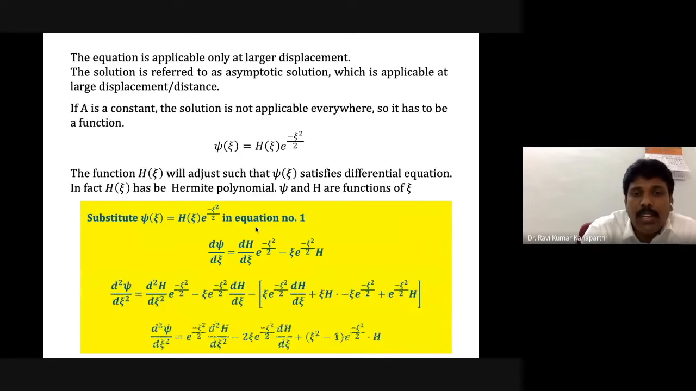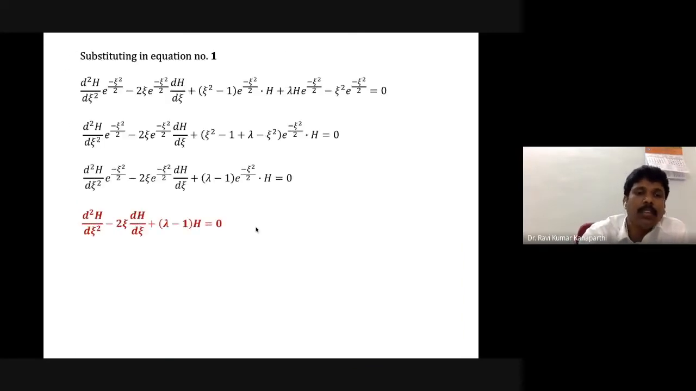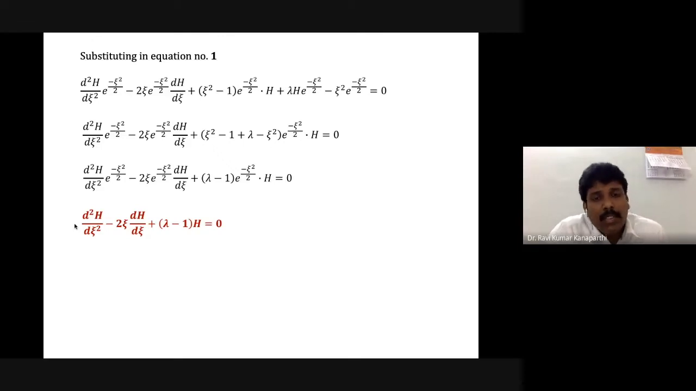That's all we have to do, and ultimately you will get this particular differential equation. What is this? d square h of z by dz square minus 2z dh by dz plus lambda minus 1 multiplied by h of z is equal to 0. You can see the difference between this differential equation and the previous equation. There is a slight difference. There you have only psi, but here the expression is transformed into a differential equation where h of z is there. That's the only difference.